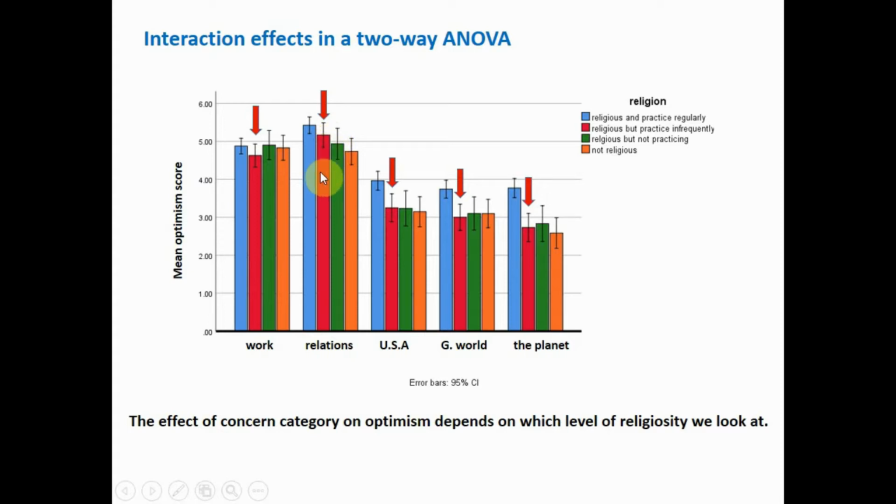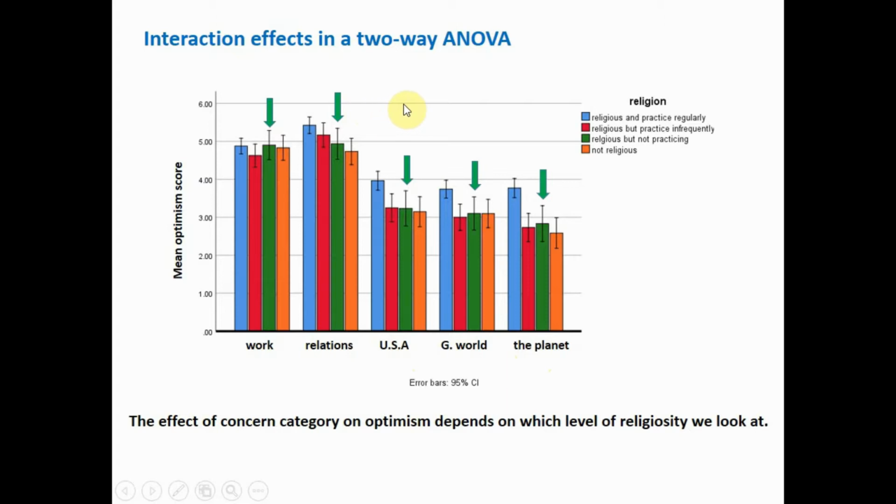So I bet you can guess where we're going next. Yep, we're going to look at the green group. So here's what's going on. Watch for any pattern change. No, it's still the case. It's becoming less obvious, but for the green group, it's still the case that optimism for relationships does appear to be the highest relative to these other categories: USA, world, the planet, less so for work. There's still a little bit of a difference here, but not huge. So far, I really haven't seen a difference in the pattern depending on which level of religion we're looking at.